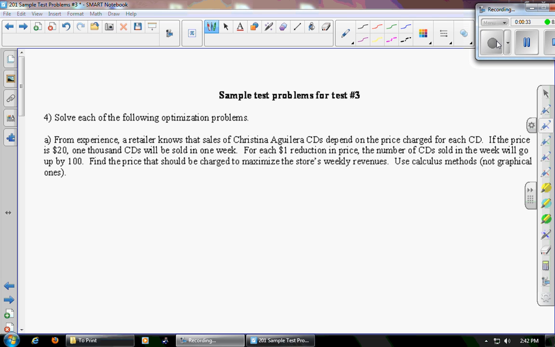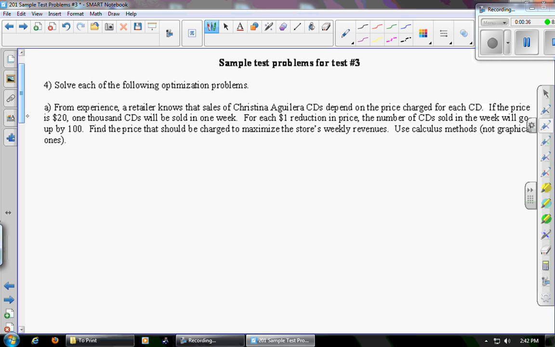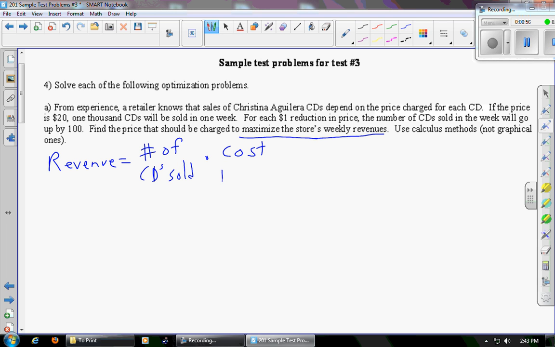Okay, so first thing we're going to do is try to translate the function to be optimized. In this case, we're trying to maximize the store's revenue. So we'll write a formula for revenue here in English. And we should be able to figure out that revenue is equal to number of CDs sold times the price per CD. So let's go ahead and give variable names to these concepts. Revenue we'll call R, number of CDs we will call X, and price per CD we will call P.